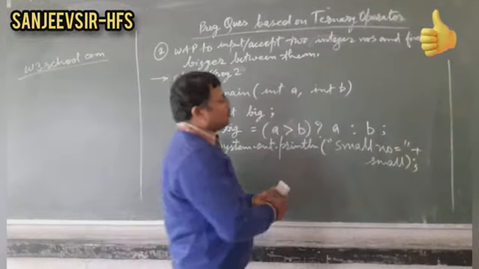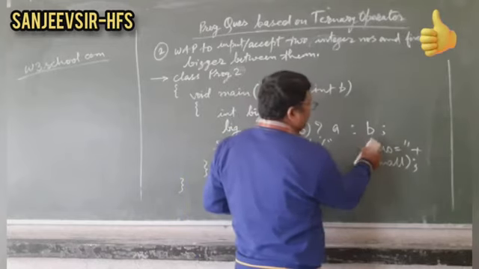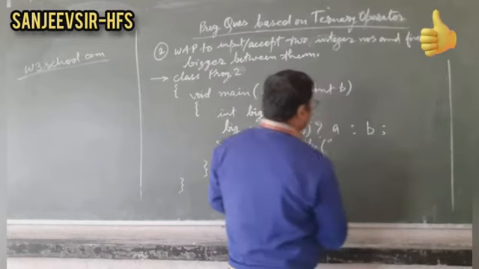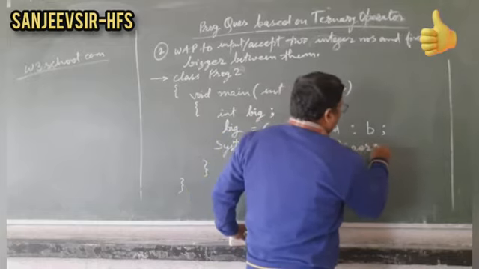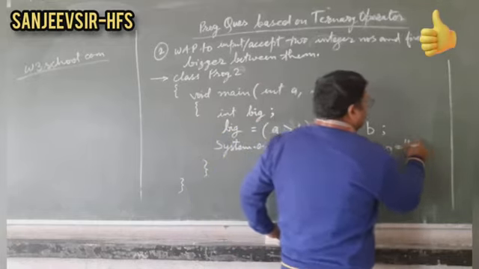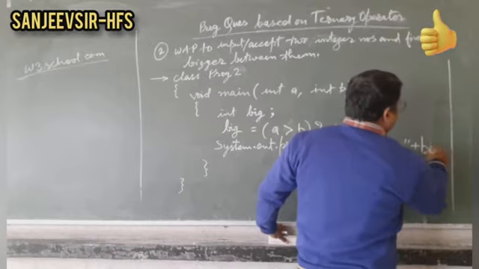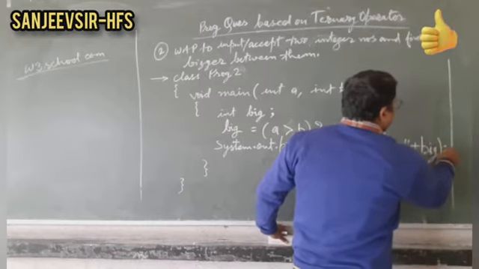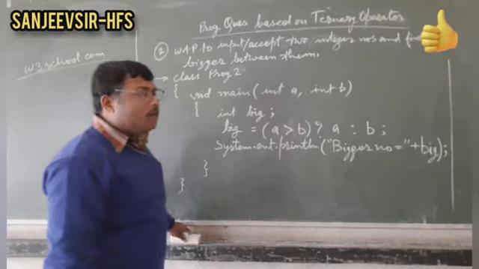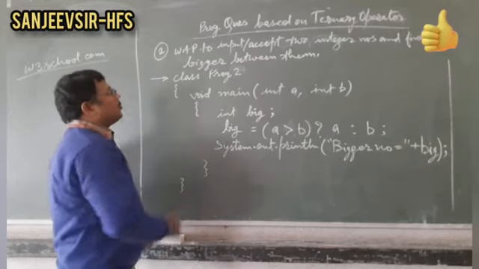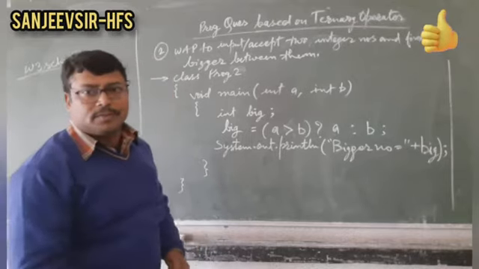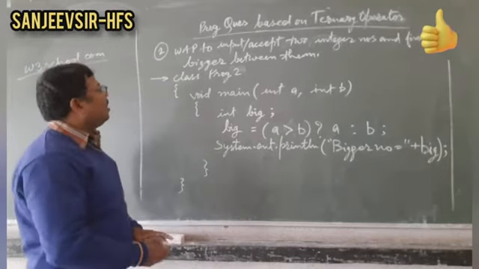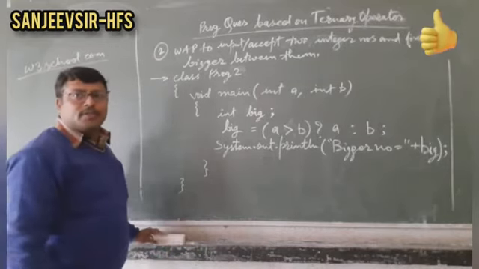But the message we have to display is different. So what message will we write here? Bigger number is equal to plus big. Okay, now this is the second program: between two numbers we have to find out the bigger value. Now we move to the third question.